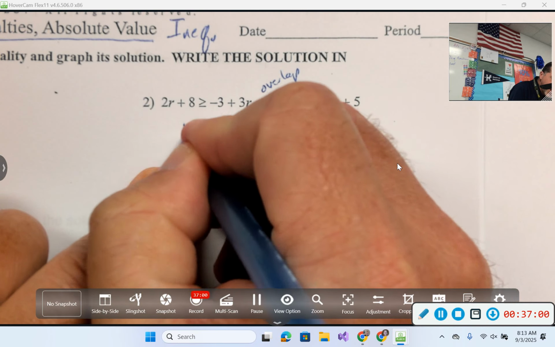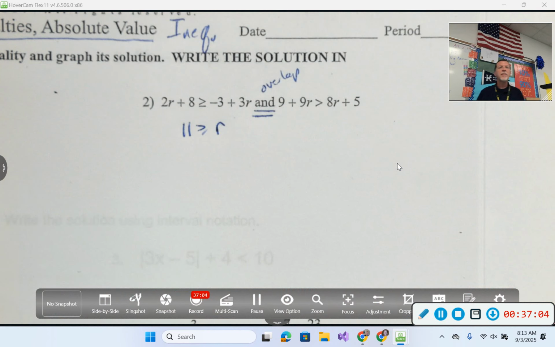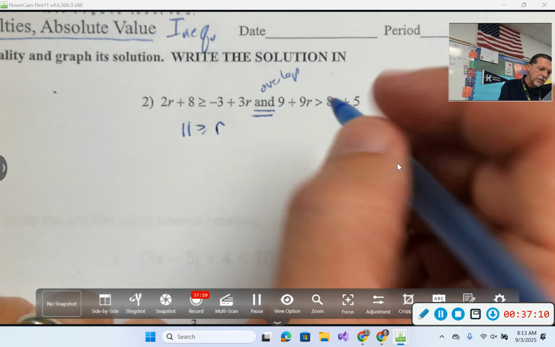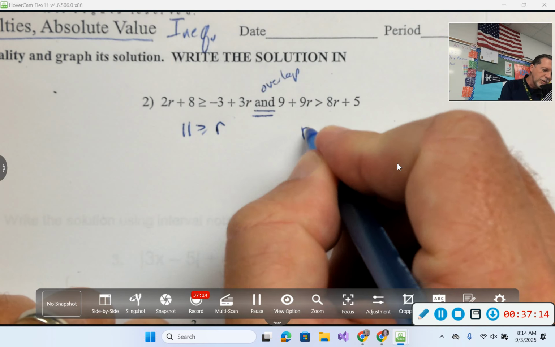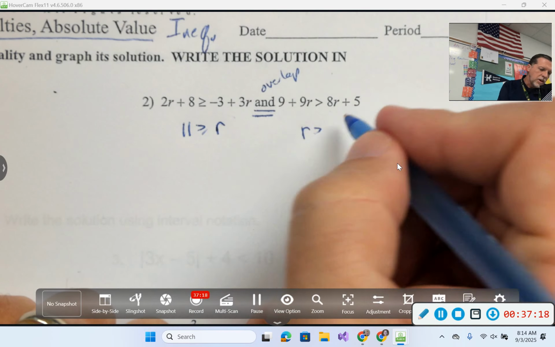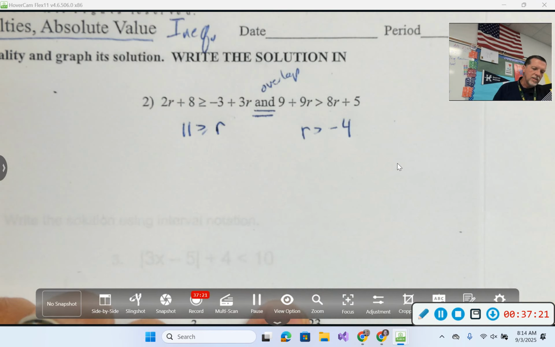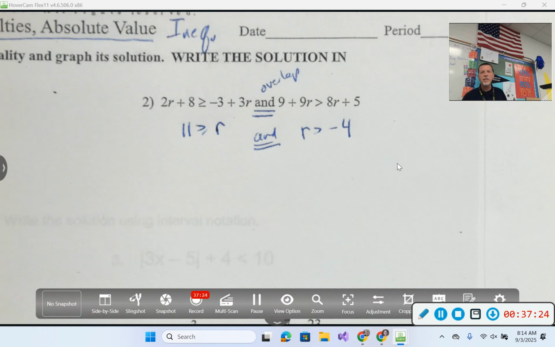Plus 3 to both sides, that gets 11. Minus 2r from both sides. 11 is greater than or equal to r. All right, let's go to the other one. The other one's set up better, meaning I subtract 8r from both sides and don't have to flip things around. Subtract 9 from both sides. And again, it's an and problem, so I'm looking for the overlap.